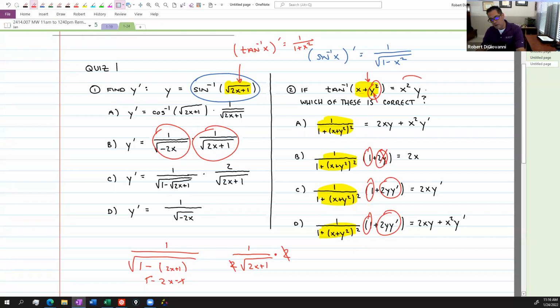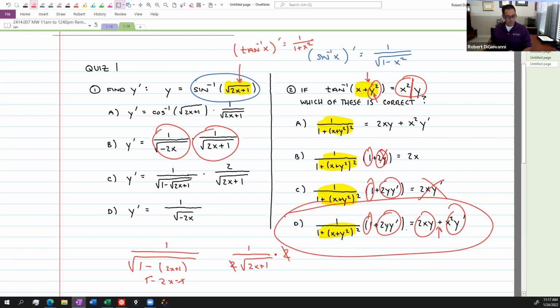And then you have to take the derivative of the right side, which is a product rule. So you take the derivative of x squared, which is 2x, but then times y, that's this, and then plus the derivative of y, which is y prime times x squared, which is this. So this one's off just a little bit. So D and B. Okay. Questions?